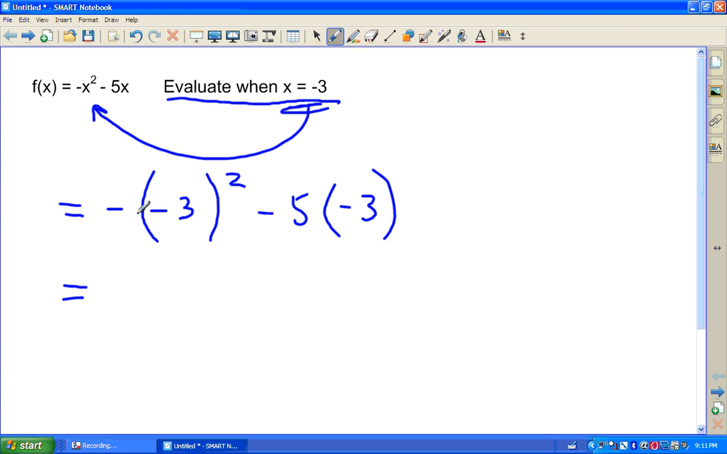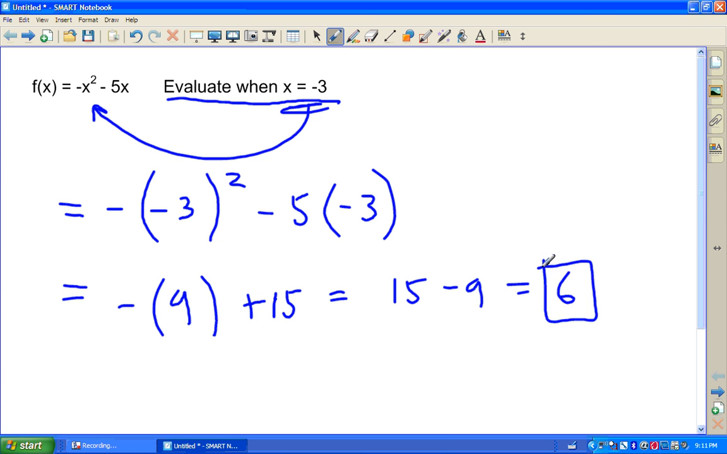Okay, pay close attention to signs. So -3 squared is going to be a 9. A -3 times a -3 is a 9. There's a minus out front, this one here, so that stays there. A -5 times a -3 is a +15. So really what we have here is 15 minus 9. I just rearranged the order of these, which is 6. So evaluating this function when x equals -3 would give you 6.